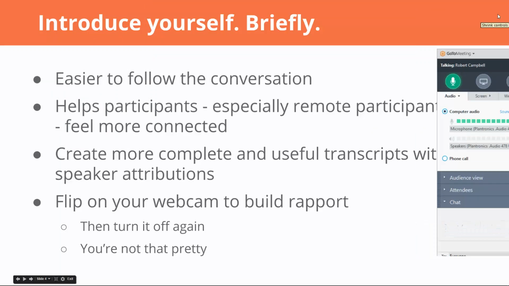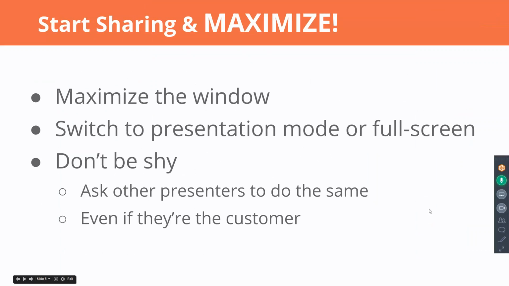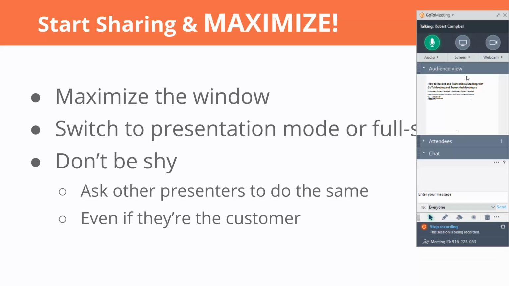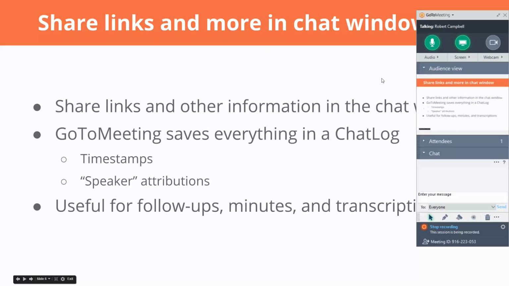The next step is to actually start sharing your screen, start sharing something. You'll notice that the control here has what's called an audience view. And you can see right now the only thing that's showing is this little title card for the meeting. That's because I haven't started sharing anything or made someone else the presenter to share. We want to actually start sharing the screen, and you can see now that that shows up in the audience view.